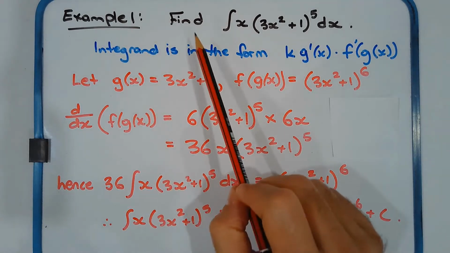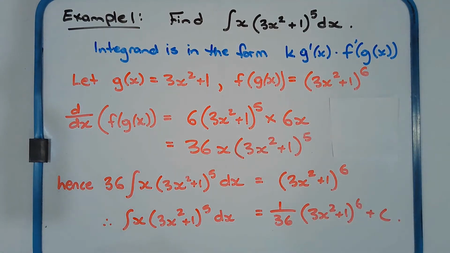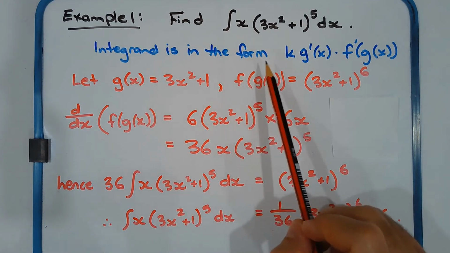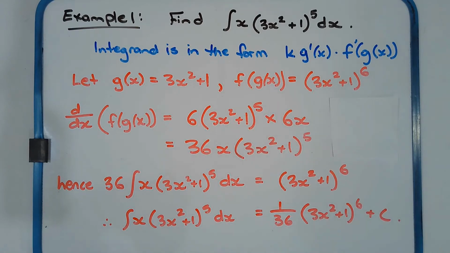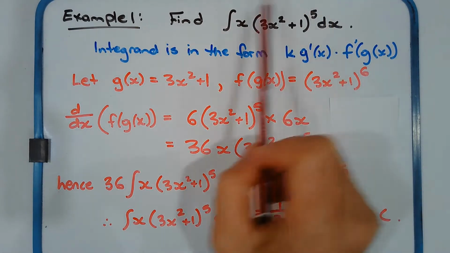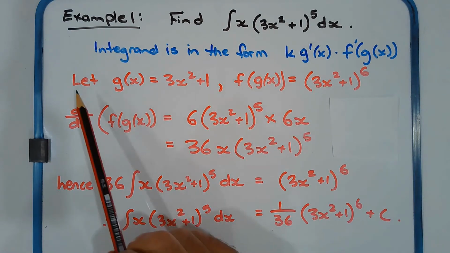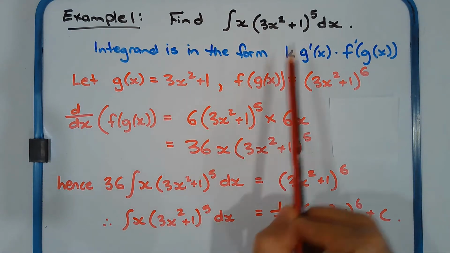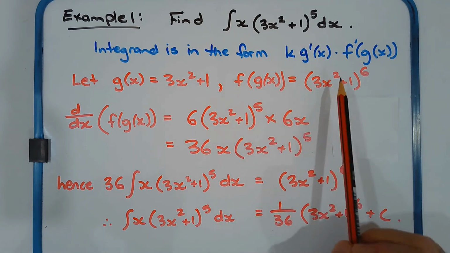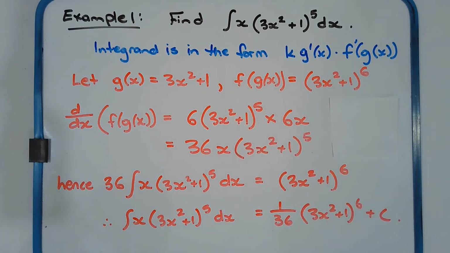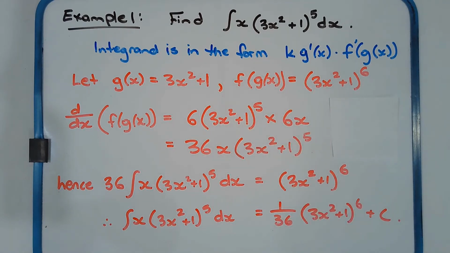Example 1. Find the integral of x times 3x squared plus 1 to the power of 5 dx. Now the integrand is in the form k times g dash of x times f dash of g of x, which means that the primitive of this function must have had an index of 6. Now we're going to let g of x equal 3x squared plus 1. That's the inner function. And f of g of x is equal to 3x squared plus 1 to the power of 6. So we need to determine what this constant k is.